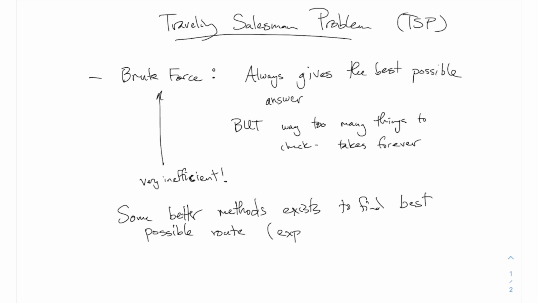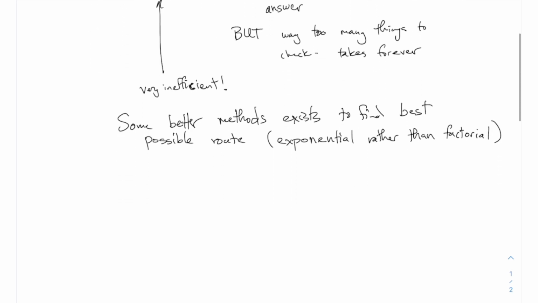If you really care about the details, and this is what the YouTube commenter was trying to be very specific about, these better methods are exponential rather than factorial, which is better. Not a whole lot better, but in terms of usability, it is better, although still prohibitive. Exponential rather than factorial. All right, some better methods exist to find the best possible route, but they are still unworkable in the real world. I will say still inefficient. And it is still true what I said before.